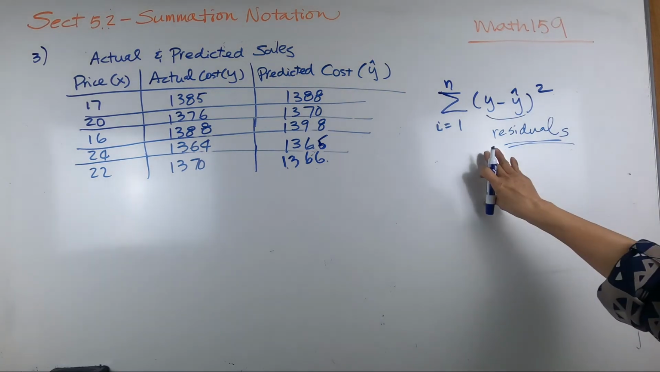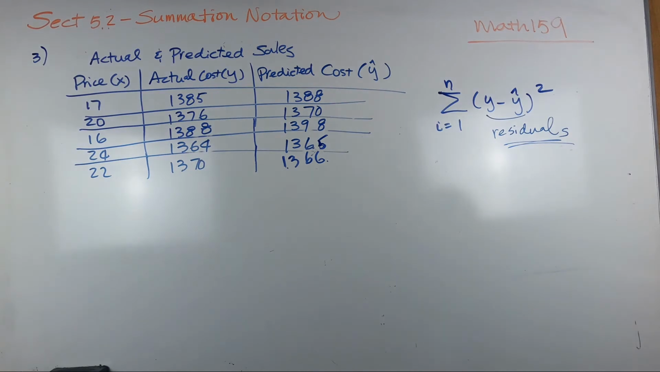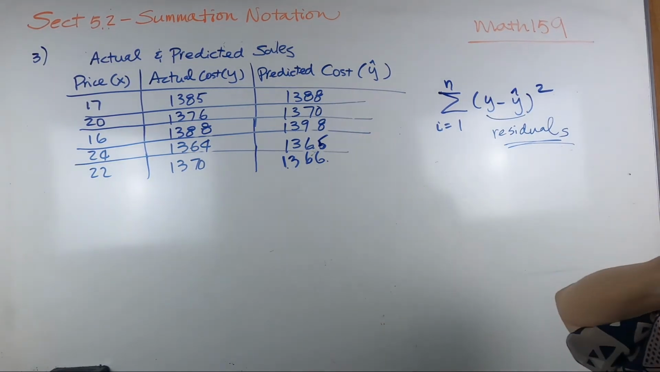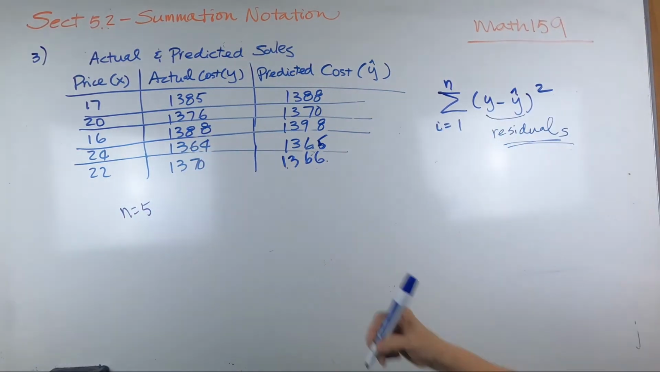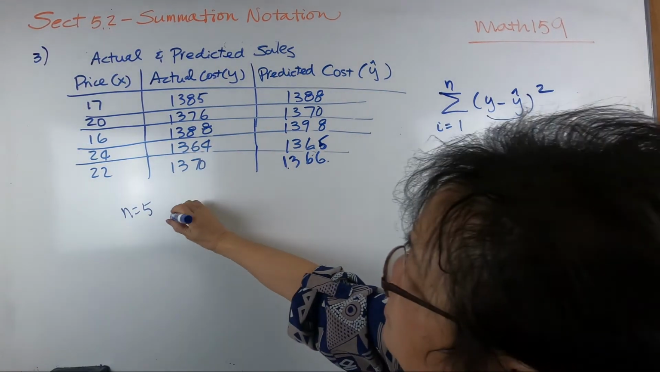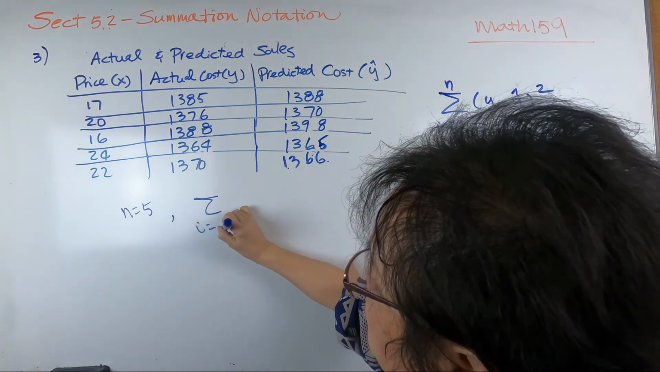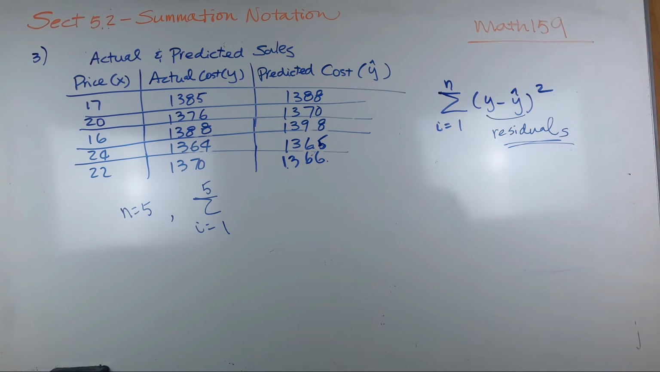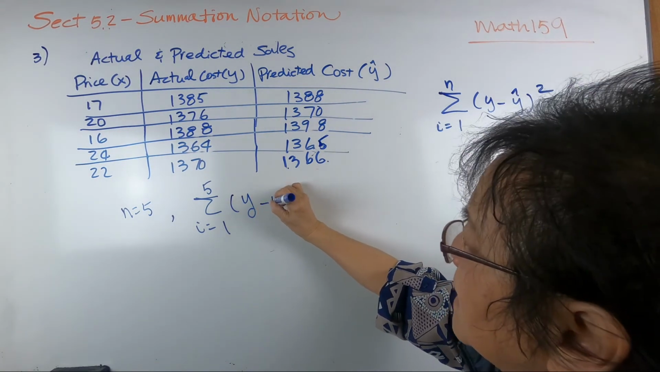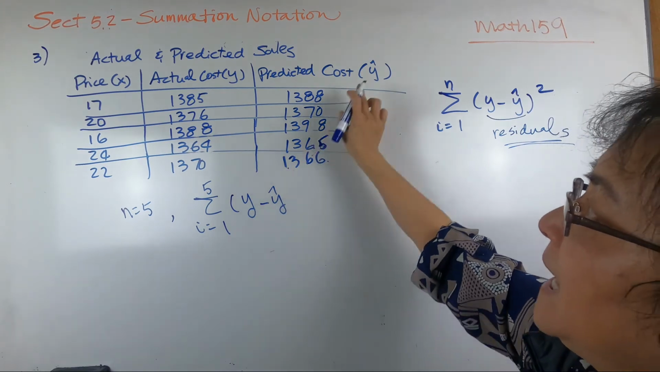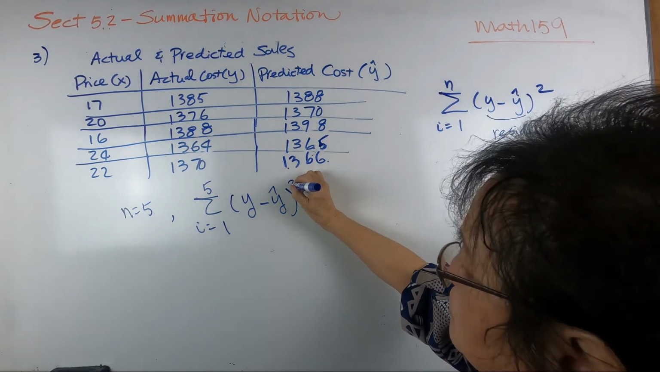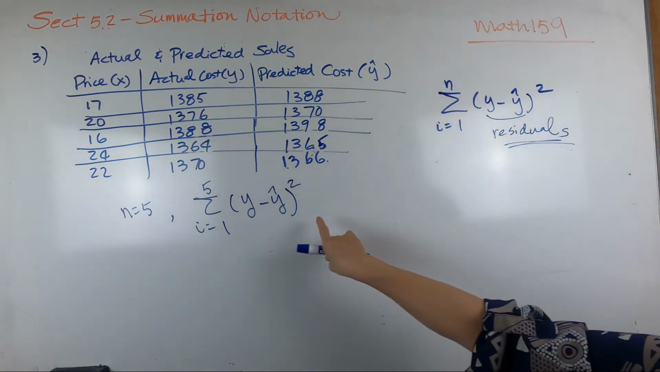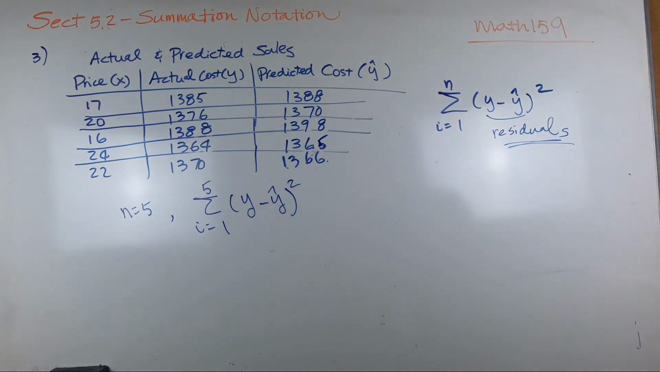Okay, but first you do it by hand so you know how to apply it, right? So according to this, how many items are we talking about? So your N is what? 5 things we are talking about, right? So for this, you have to do what? Sigma i is 1 to 5, right? Then you do actual minus predicted value, y hat, the predicted cost. Then that's your residuals. Then they want you to square it. Then you find the sum of these residuals, right?